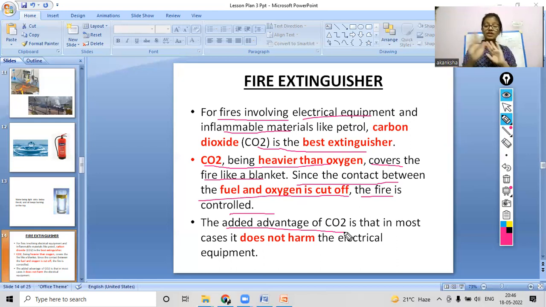So now you are clear with the concept, like why in some cases we are using a fire extinguisher to extinguish the fire. Yes, I can see the responses. If you have any doubt, you can ask right now. I will give you 5 or 10 seconds to write your questions or your doubts in the chat box. We will wait and then we will move forward. Okay.